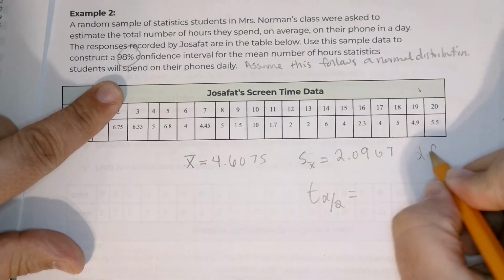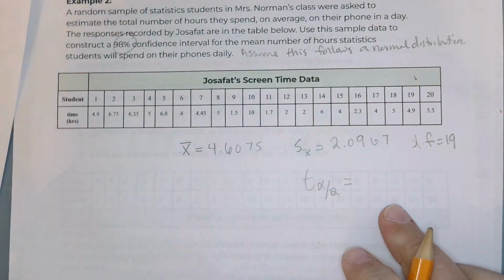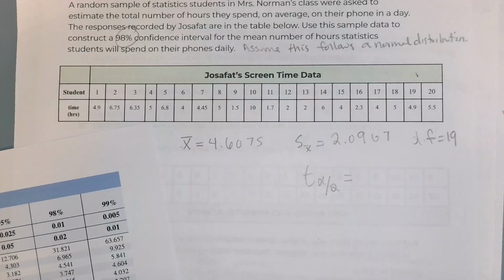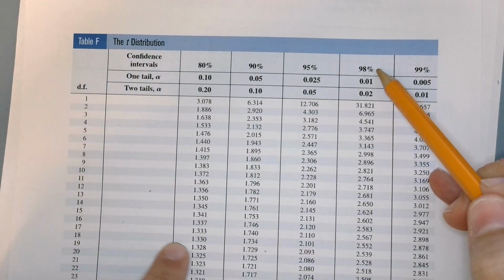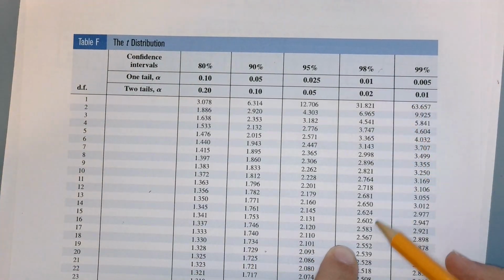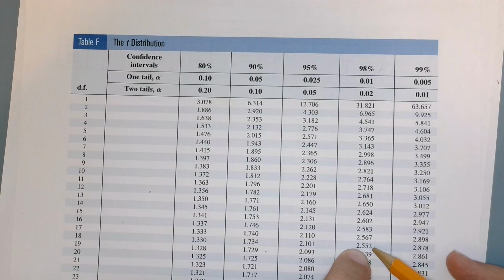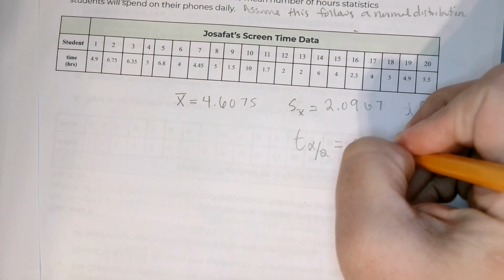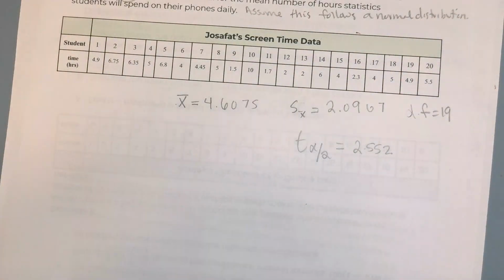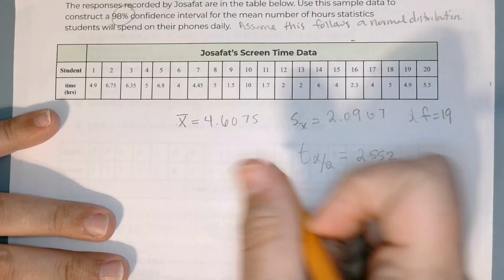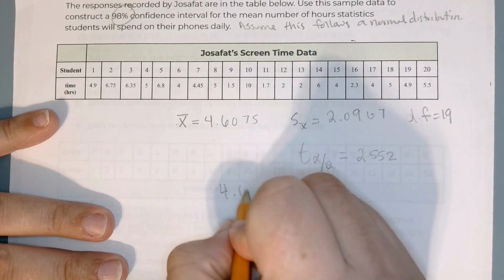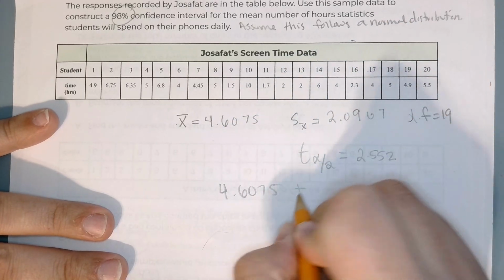I have 20 people, so that's a degrees of freedom of 19, and I want 98% confidence. So 98% confidence with a degrees of freedom of 18 gives me a number of 2.552 for my critical value. Okay, I'm going to multiply that times my standard deviation divided by the square root of 20 and add and subtract that from 4.6075 to get my confidence interval.